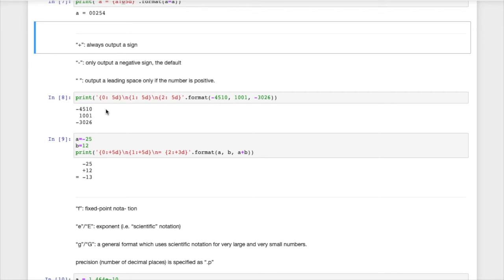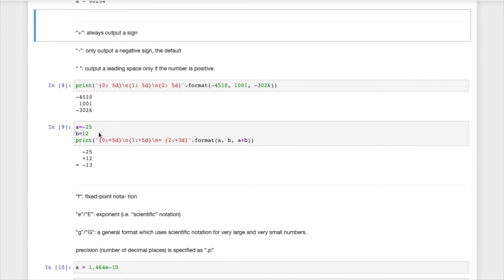For example, if we print something like this, and please take your time to understand this print statement, we get something of this sort as an output. As you can see, we have the positive and the negative numbers aligned very nicely.